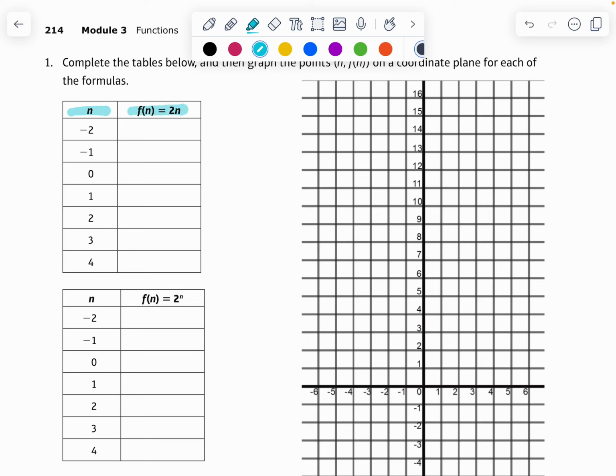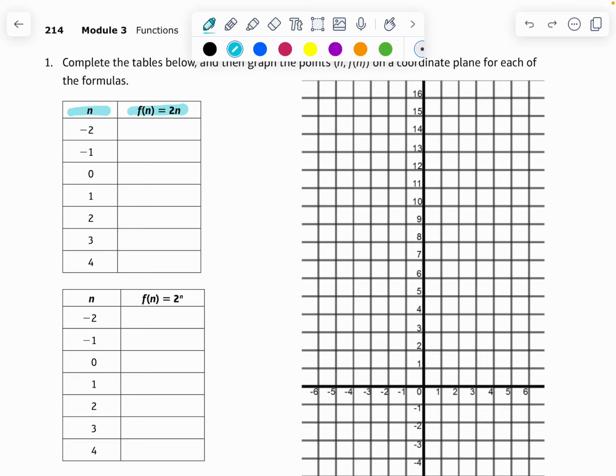And this function is f of n equals 2n. That means we're doubling everything, right? This is our input. If we plug it in right here, it's going to give us our output. So go ahead right now and fill the table in, and then we're going to graph it to the right.